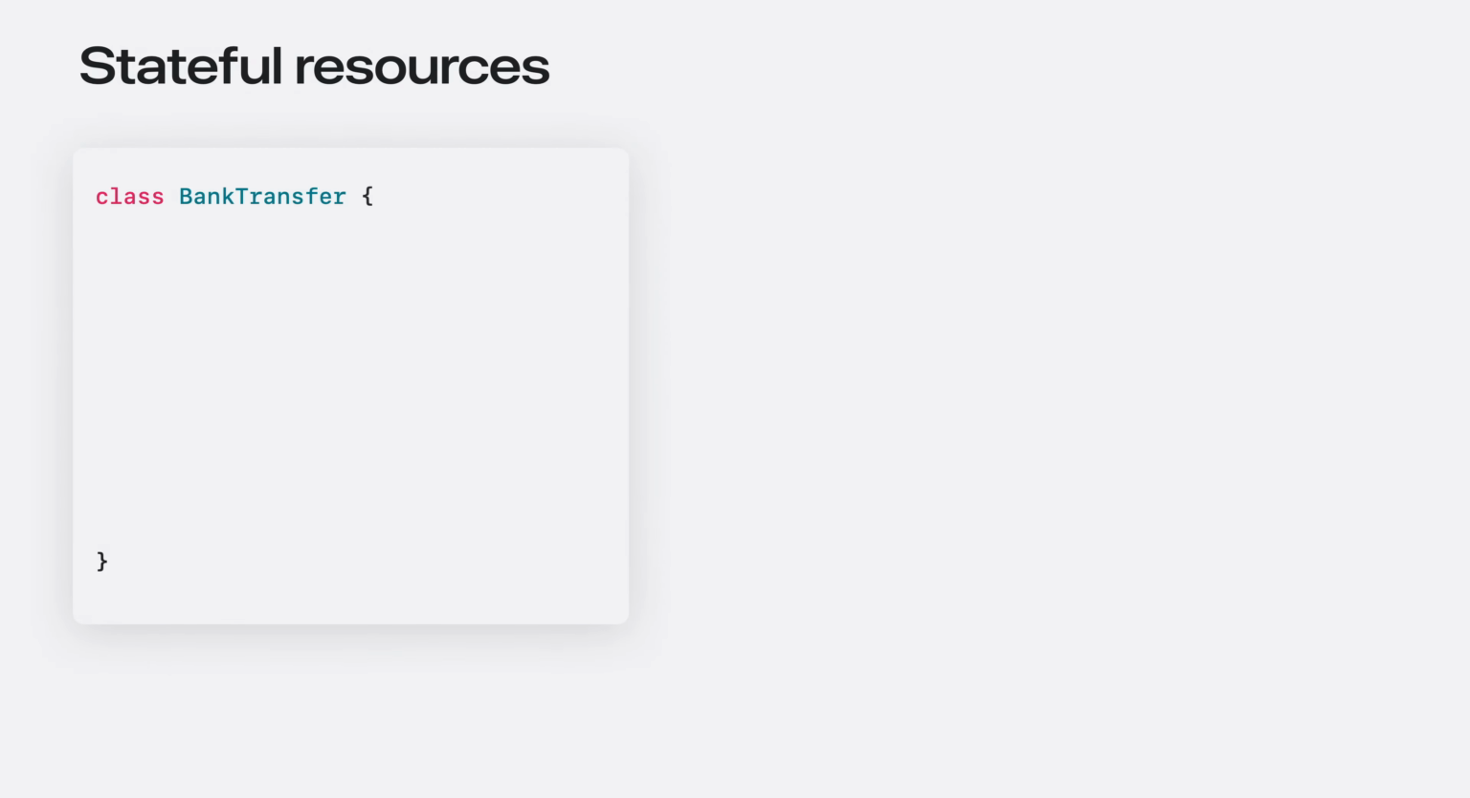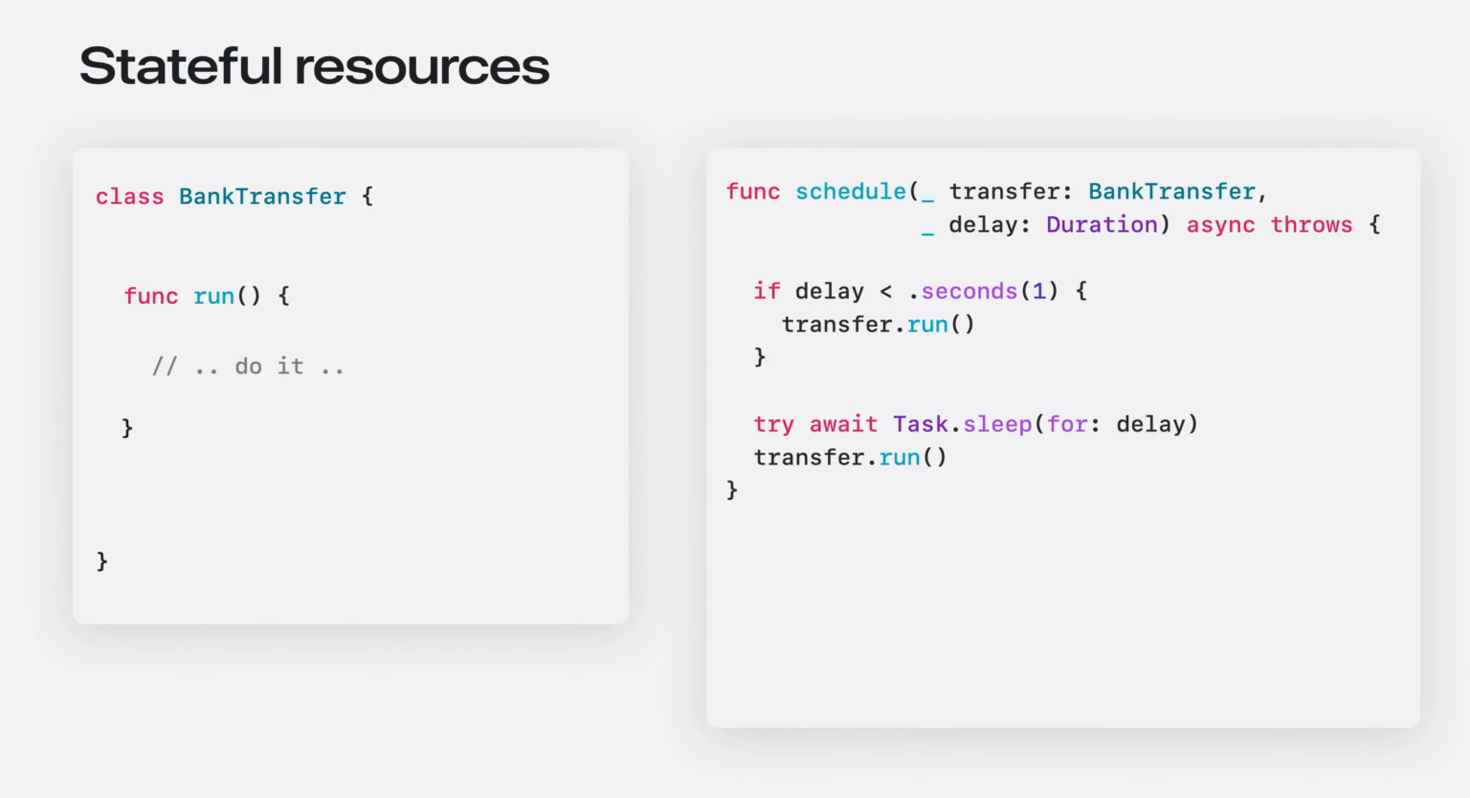But there are situations where copying makes your code error-prone. Suppose I'm working on a type to model a bank transfer for my backend. In real life, the transfer is either pending, canceled, or complete. We'll give the type a run method that completes the transfer. I need to schedule the transfers, so here's a function to do that.